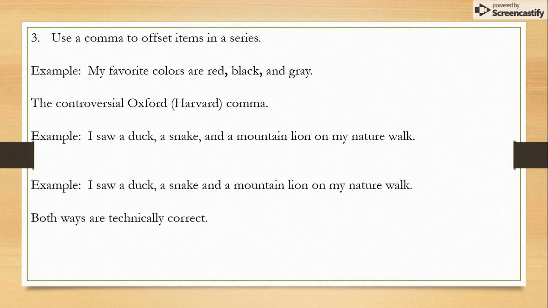The third rule we want to talk about, we're going to talk about very briefly because you've known this rule since like second or third grade when you started writing. We use commas to offset items in a series. My favorite colors are red, comma, black, comma, and gray. The question becomes that comma that I have there after the word black.